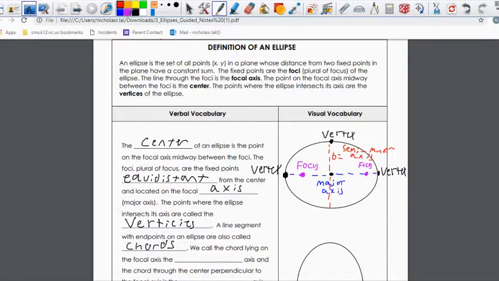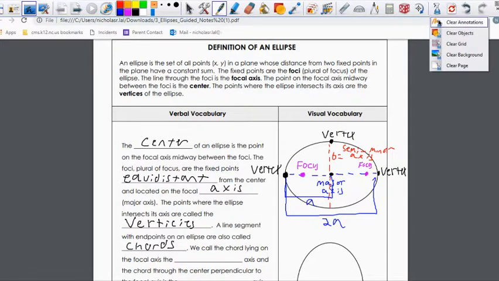All right, looking at the major axis, this length is A, which means that the full length of the major axis is 2A. Okay? So get this down. This is the first part of the verbal and visual vocabulary. So pause it. I'm going to clear annotations.